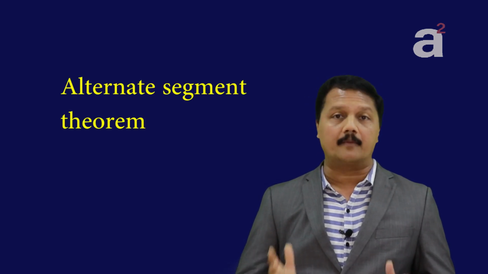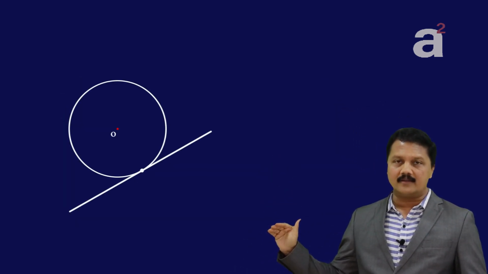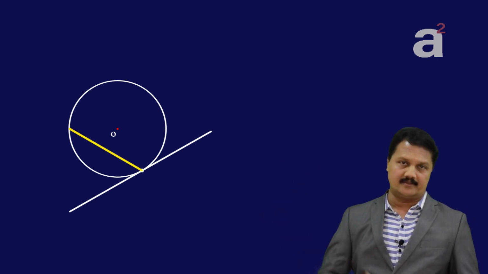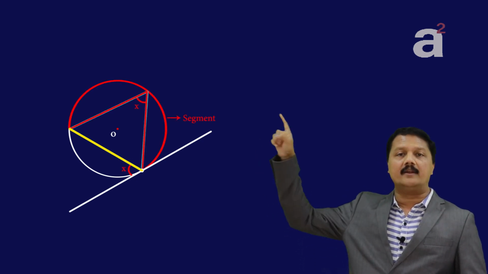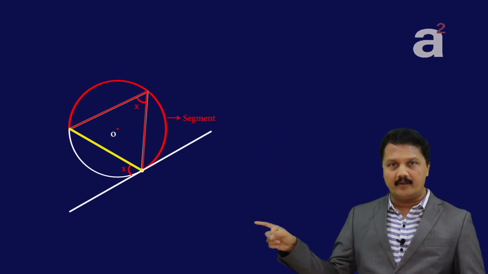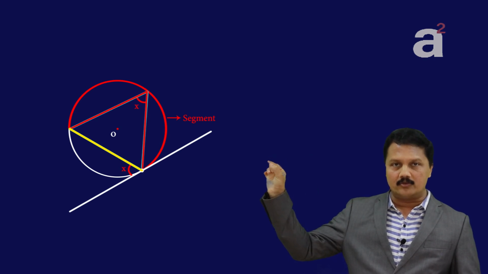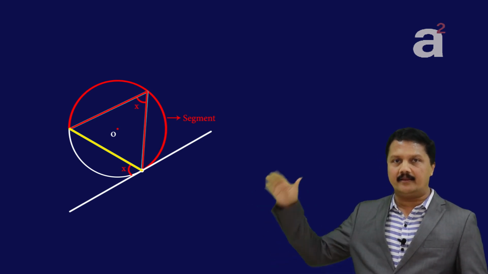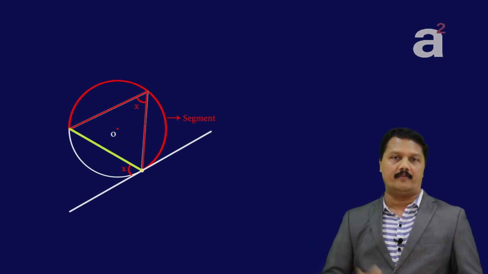Next comes a very important rule, alternate segment theorem. See a circle and a tangent. Now consider a chord. This chord is making an angle with the tangent. Now see the segment here and an alternate segment also. In the alternate segment, if you make an angle with the chord, that angle will be equal to the angle we found in the starting. That is the angle between the tangent and the chord is equal to the angle subtended in the alternate segment.